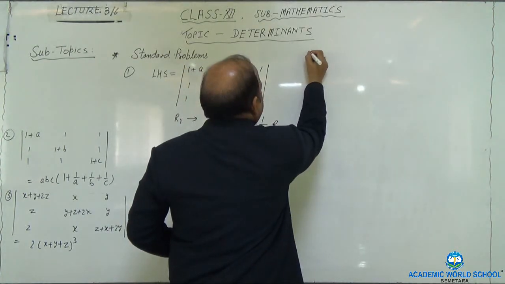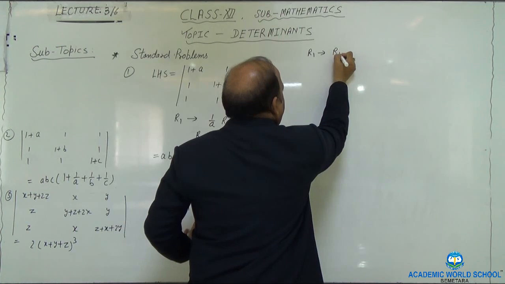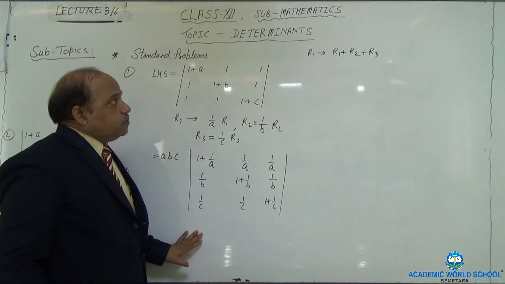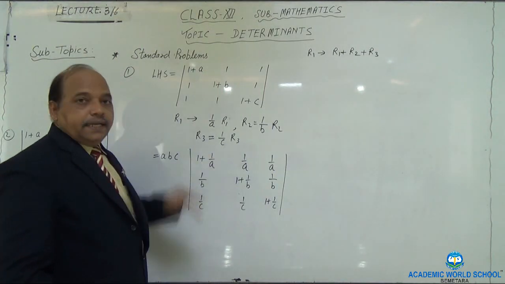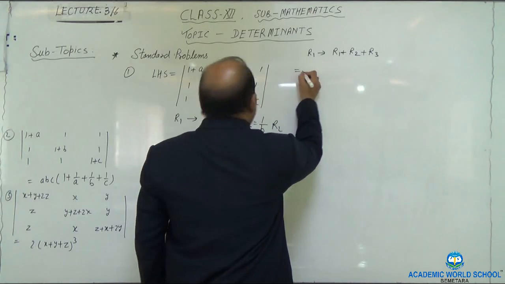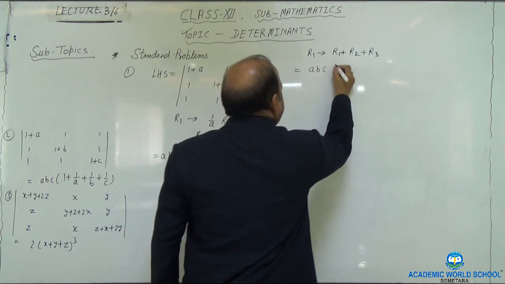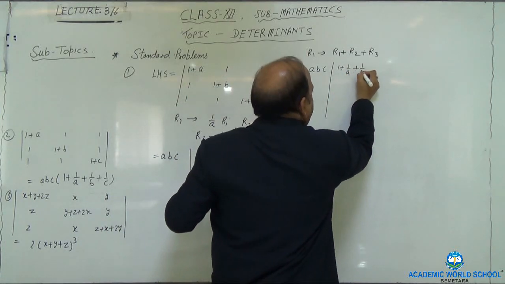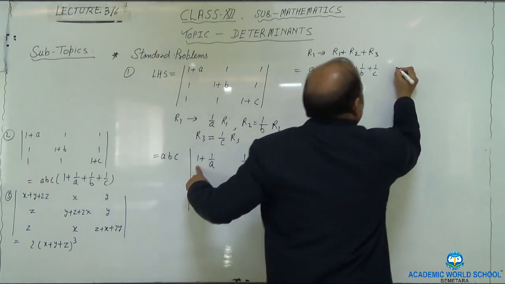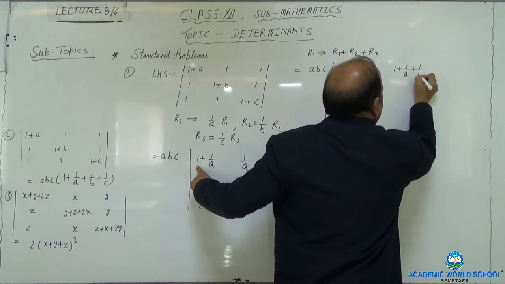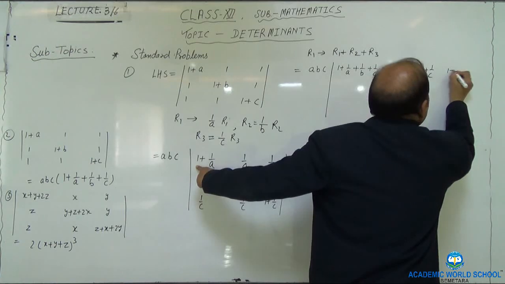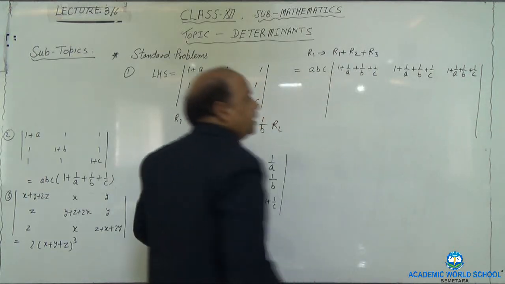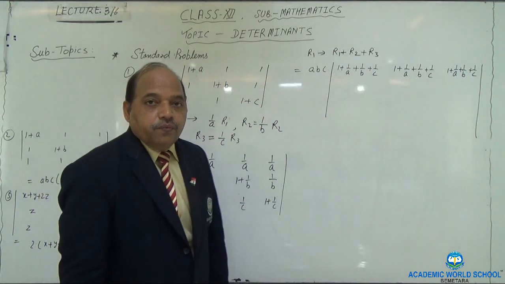The change is in R1: we are going to add R1 plus R2 plus R3. We are adding all these things. If we add all these three in row 1, what will happen? Look at this. Already outside you have got A, B, C. Inside you will get 1 plus 1 upon A plus 1 upon B plus 1 upon C, in each entry. This will be your new first row.